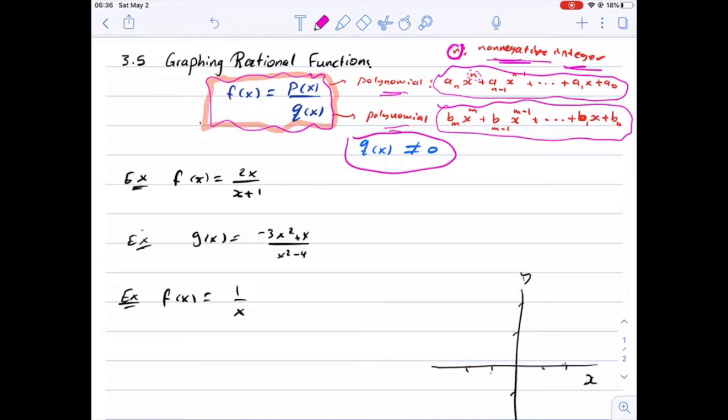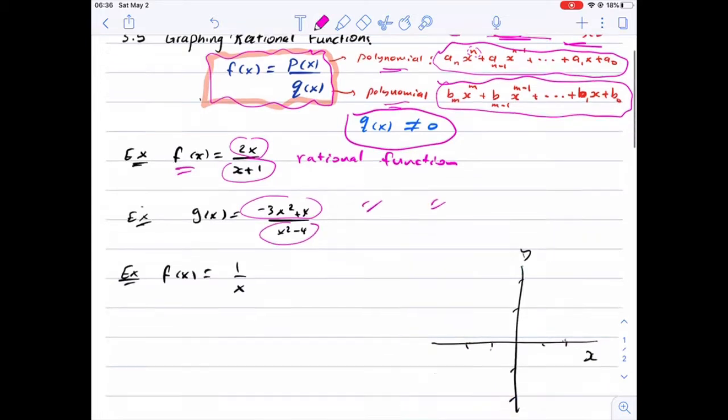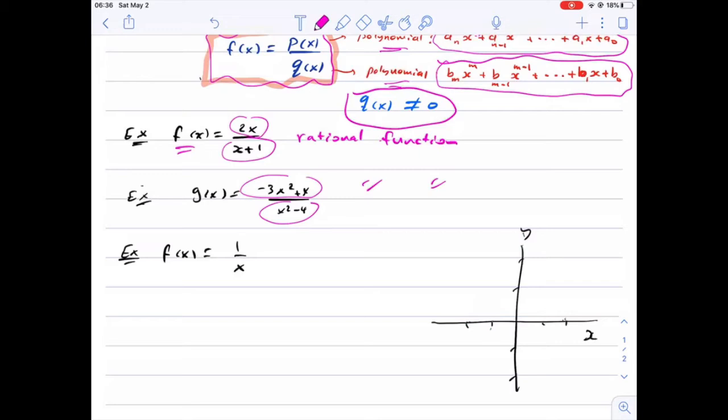Now some examples of rational functions. f of x here is a rational function because the numerator is a polynomial and the denominator is a polynomial. The function g of x is also a rational function because the numerator is a polynomial and the denominator is a polynomial. Now let's start with one of the simplest rational functions, f of x equals 1 over x.